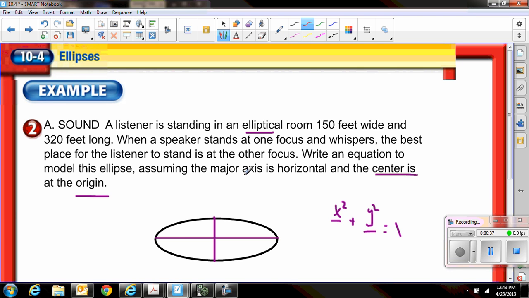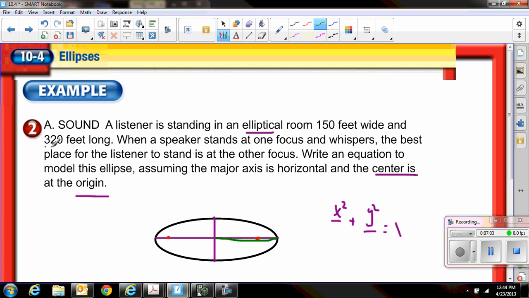Now, they tell me that one person stands at a focus. The best place to listen is at the second focus, this point right here. That's important for setting up this room, but not necessarily what I'm looking for here. All I'm looking for here is the actual equation to model this ellipse. So to figure this out, I have to figure out what a and b are. And remember, a is half the length of the major axis, which is this distance here.